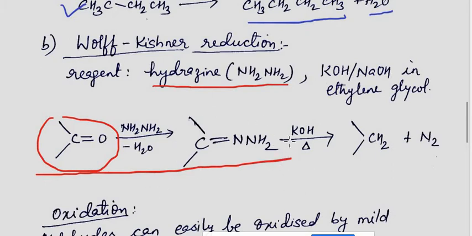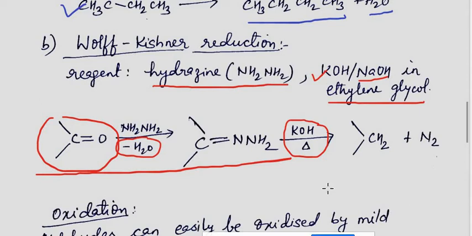And when hydrazone is formed, water is eliminated. So look here, it's written over here minus H2O. Minus H2O means elimination of a water molecule is taking place. So in the first step, the carbonyl group reacts with hydrazine to form hydrazone, and in the second step, the reaction takes place in presence of potassium hydroxide or sodium hydroxide. That means we need a strong basic medium in ethylene glycol.